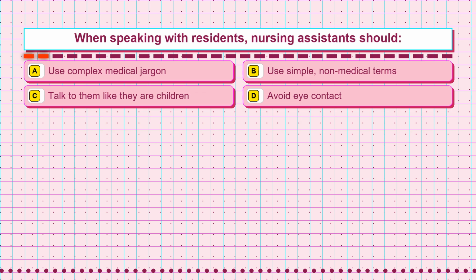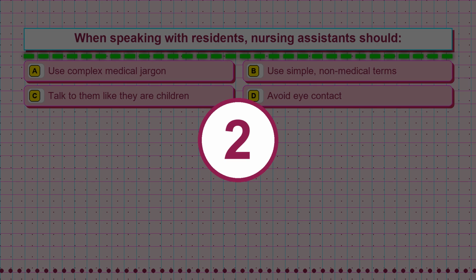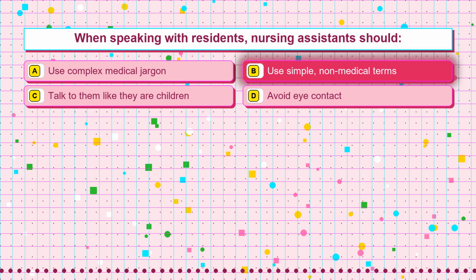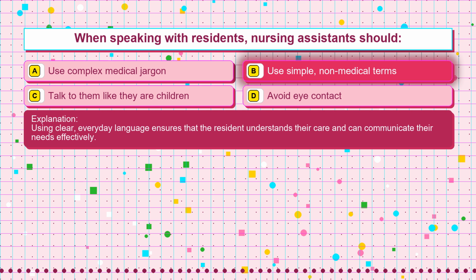Question 27. When speaking with residents, nursing assistants should: Option A, use complex medical jargon. Option B, use simple, non-medical terms. Option C, talk to them like they are children. Option D, avoid eye contact. The correct answer is option B, use simple, non-medical terms. Using clear, everyday language ensures that the resident understands their care and can communicate their needs effectively.